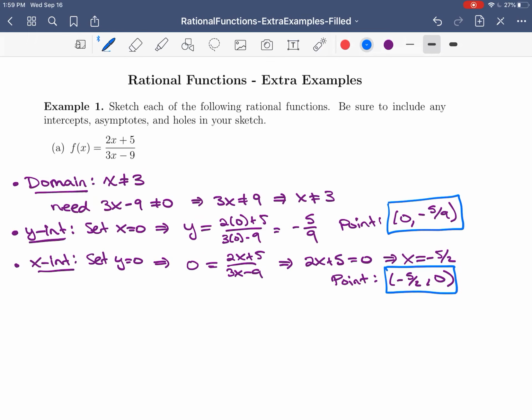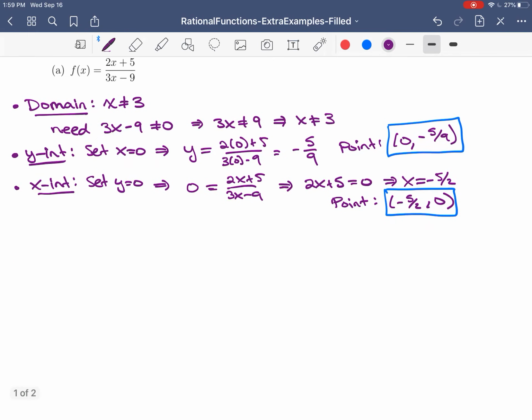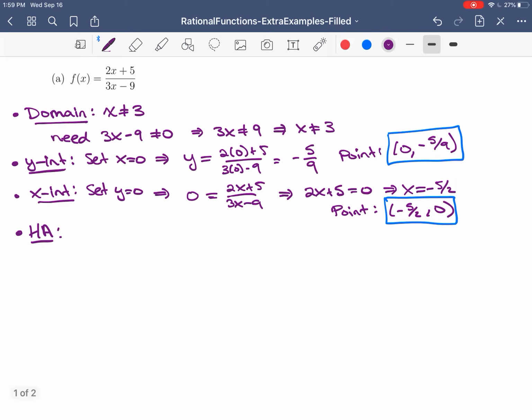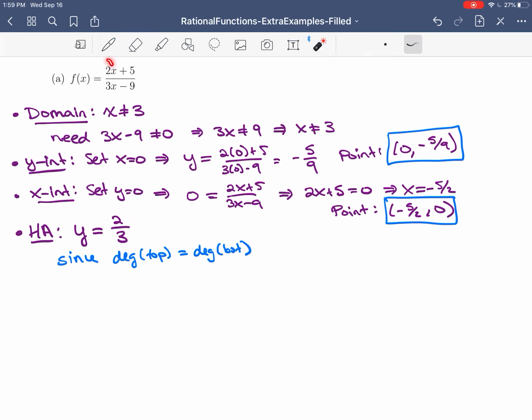Let's do the horizontal asymptote first. We're going to have a better way to find this, but here I know that the horizontal asymptote is y equals 2/3, since the degree on the top equals the degree on the bottom. When that happens, you just take y equals the ratio of the coefficients. So that's going to be y equals 2/3.